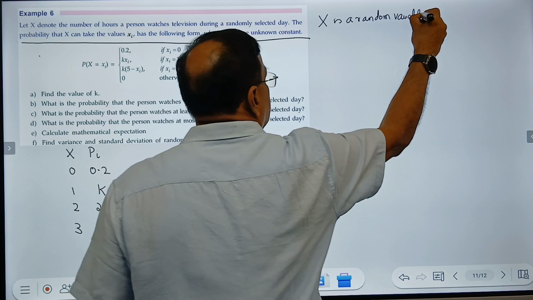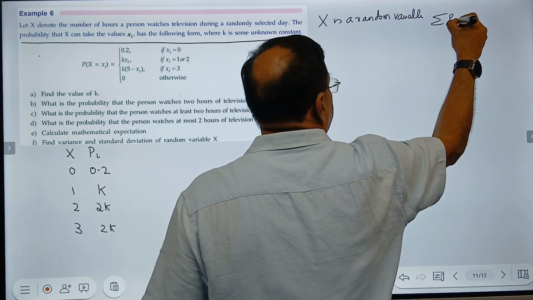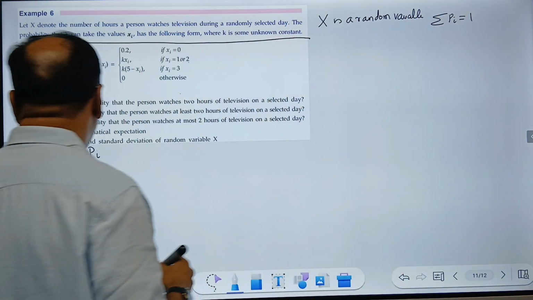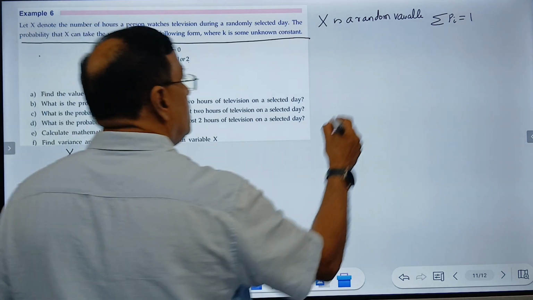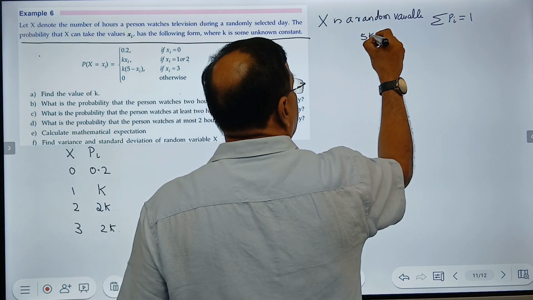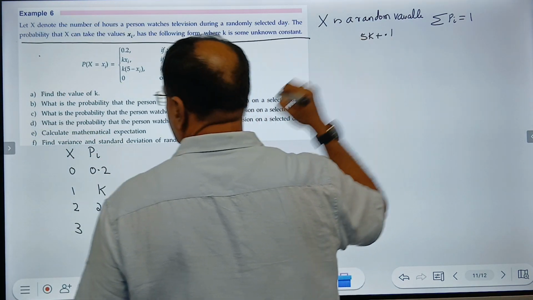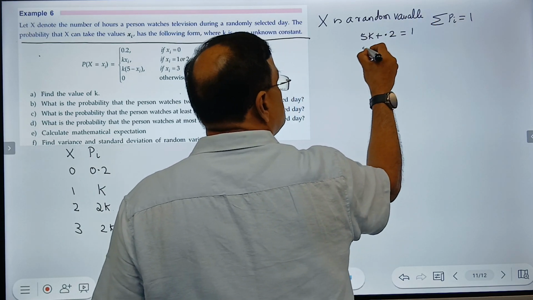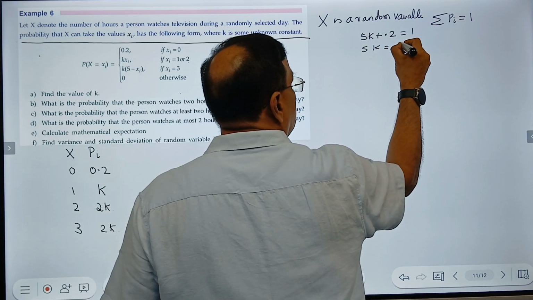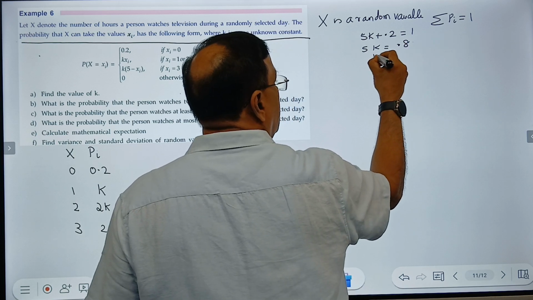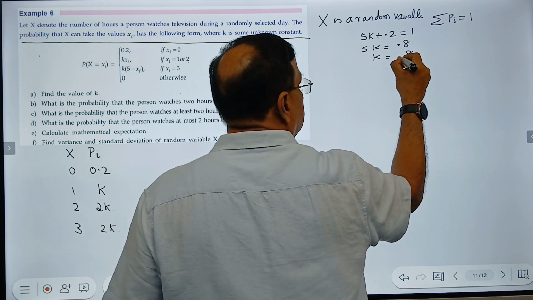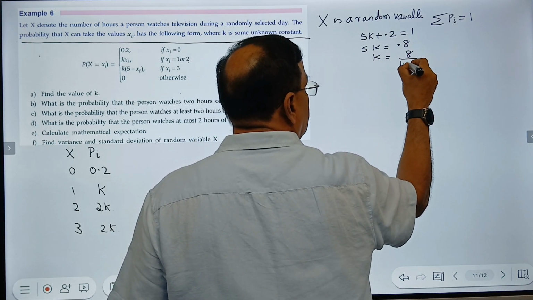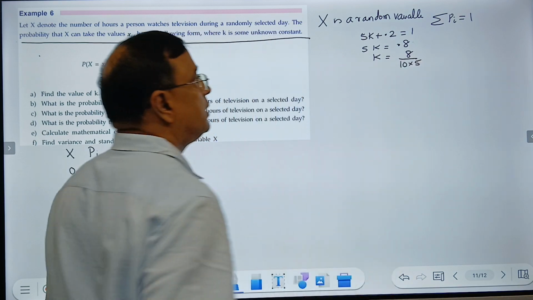If x is a random variable, what do you know? Sigma pi is 1. Now what is sigma pi? Add all of them. It will be 5k plus 0.1 plus 0.2 equal to 1. So 5k equals 0.8. So k equals 8 by 10 into 5, correct?